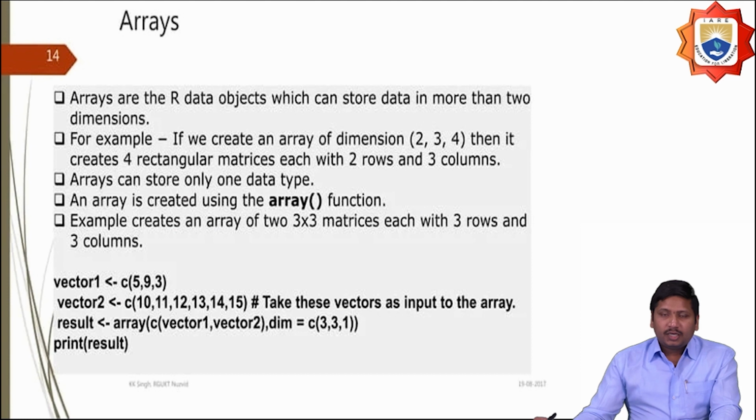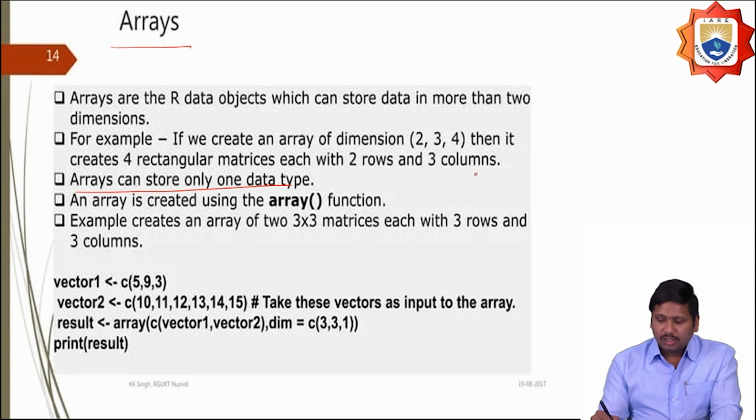Next concept is arrays. Arrays are data types which can be used to store data in more than 2 dimensions. For example, if we create an array of dimension 2, 3, 4, then it creates 4 rectangular matrices, each with 2 rows and 3 columns. Similarly, an array can store only one data type.